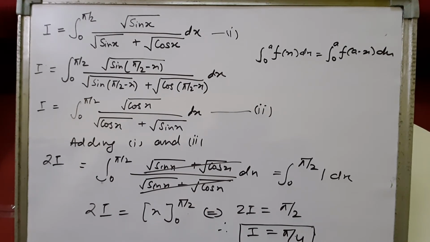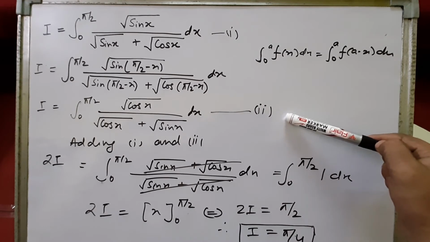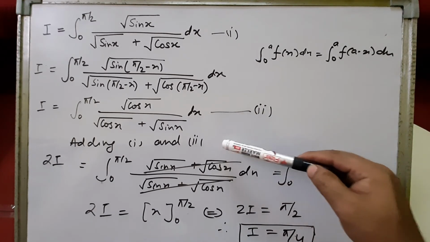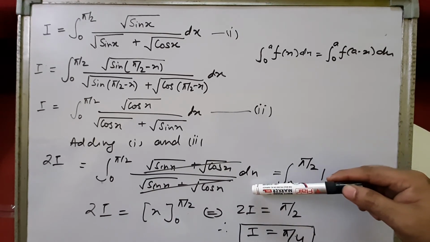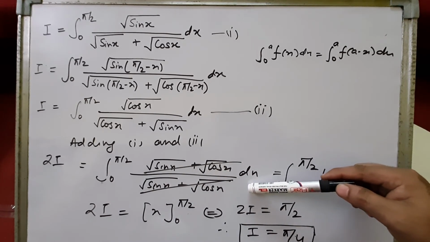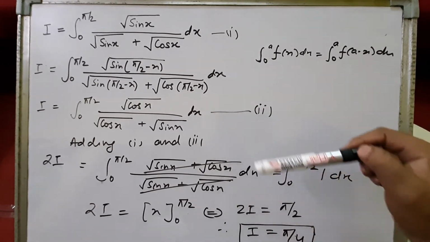So the value of I now obtained by using the property will be 0 to pi by 2 root cos x, since sin of 90 minus theta is cos theta, upon root cos x plus root sin x. So I have called this equation 1 and this one equation 2. Now we add 1 and 2. On the left hand side we'll get 2I. On the right hand side we'll get root sin x plus root cos x upon root sin x plus root cos x after taking the LCM of these two fractions.